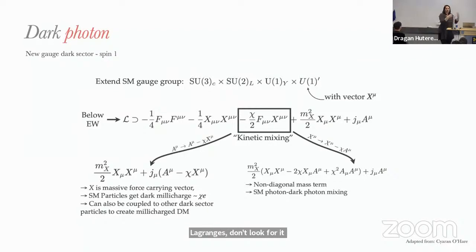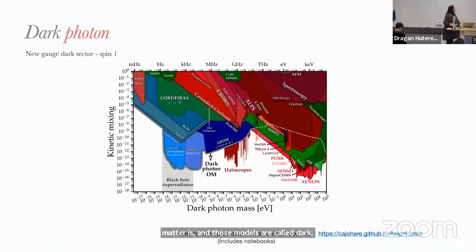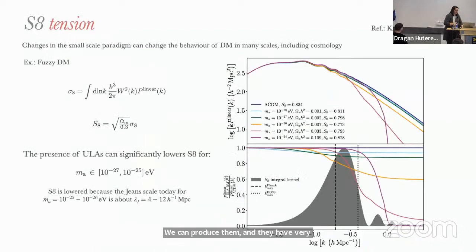So I have the gauge sector that explains electrodynamics. I have another dark sector that is the dark matter. And those models are called dark photon. They are very cool in the sense that we can make them in inflationary models, we can produce them, and they have very strong bounds that we can also impose on them. This was just for curiosity for some questions that were asked.